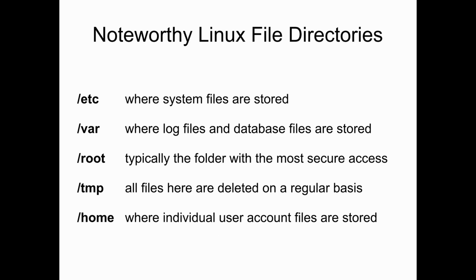The following are some common directories in the Linux file system. The /etc directory is where system files are stored. The /var directory is where log files and database files are stored. The /root directory is typically the folder with the most secure access. The /tmp directory contains files that are deleted on a regular basis. And the /home directory is where individual user account files are stored.